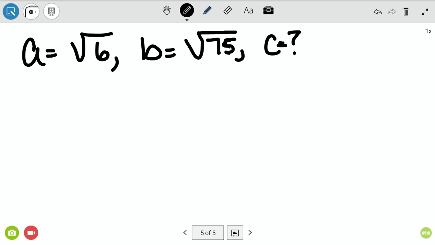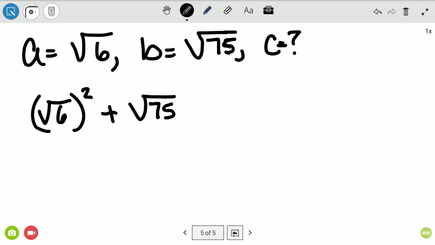All right. So, a squared. A is square root of 6, but then the formula says a squared, right? Plus b is the square root of 75, but the formula says square that. Equals c squared. A squared plus b squared equals c squared. Make sure this one's down in your notes because you will have some like this on your homework.